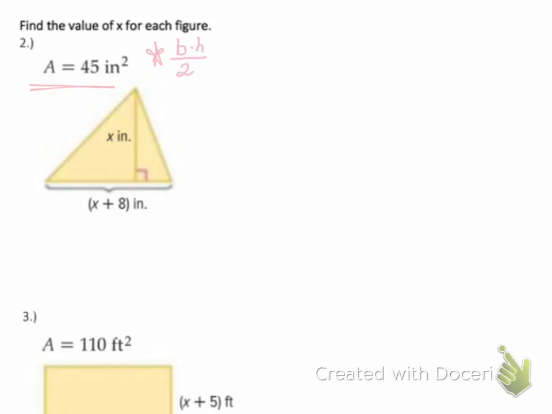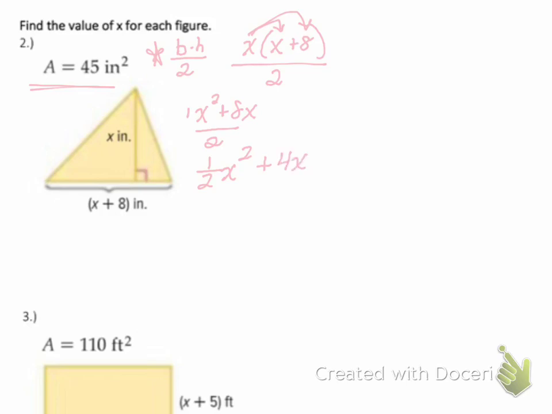So my base here is x plus 8, and my height is x. Now I'm putting the x first, but that's okay, because it's all multiplication. So when I multiply that through, it gives me x squared plus 8. Oops, I forgot my x over here at the top. I apologize when I distributed that. So just backtrack. It should be x squared plus 8x divided by 2. So then 8x divided by 2 is 4x.